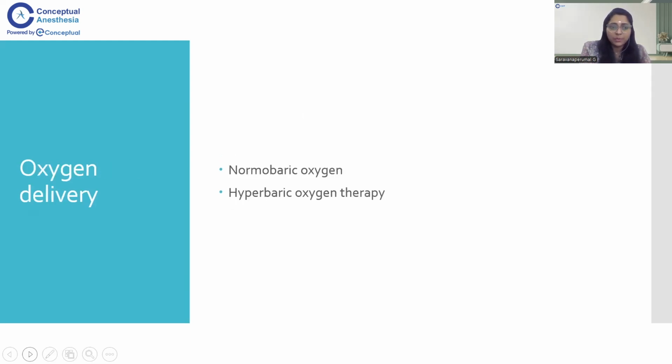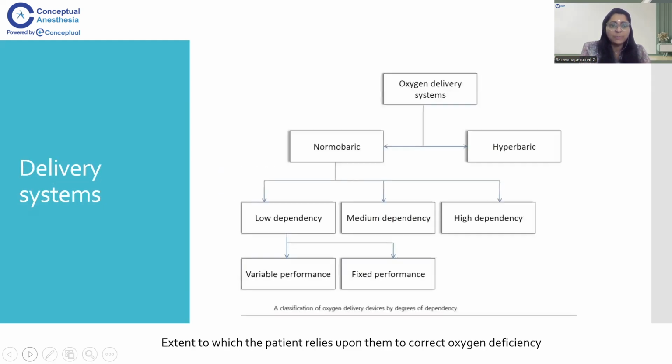So coming to the topic proper, which is oxygen delivery, it can either be normobaric, as it happens when the oxygen is supplied at atmospheric pressure, or hyperbaric oxygen therapy, when oxygen is usually supplied at higher pressures than the normal atmosphere. So these oxygen delivery systems can be divided into normobaric and hyperbaric. And in normobaric, depending upon the extent to which the patient relies upon these devices to correct the oxygen deficiency, these can be classified into low dependency, medium dependency, and high dependency.